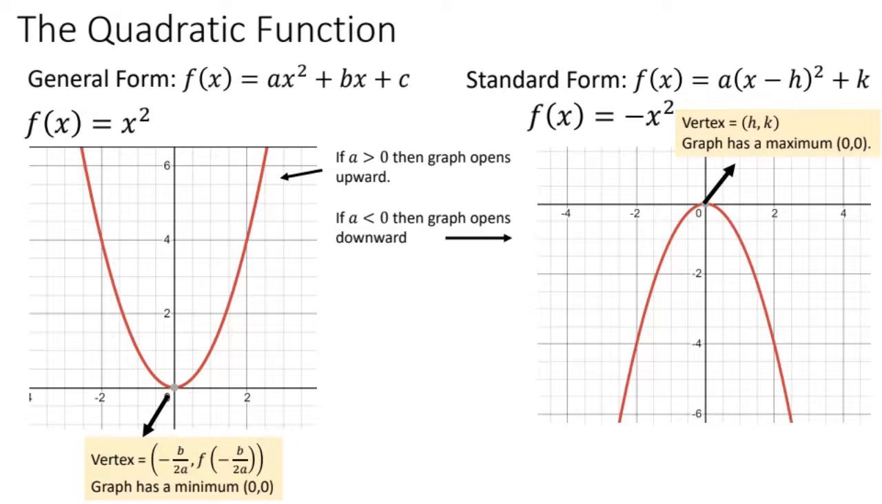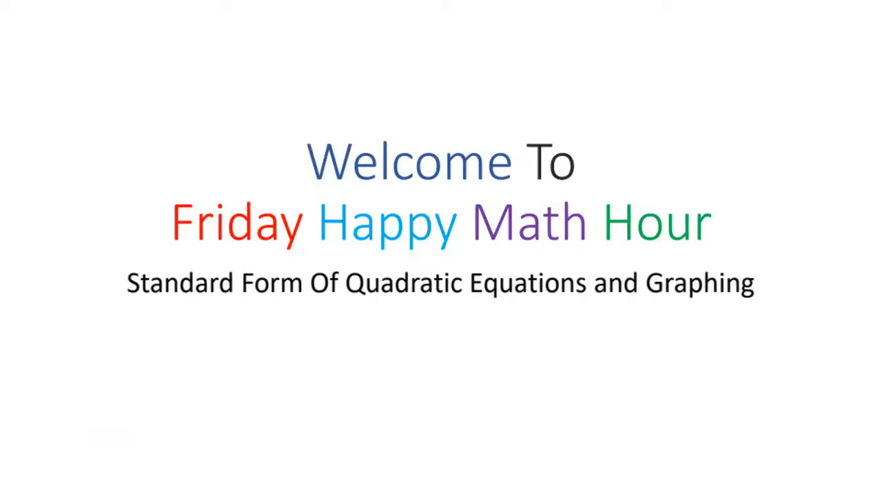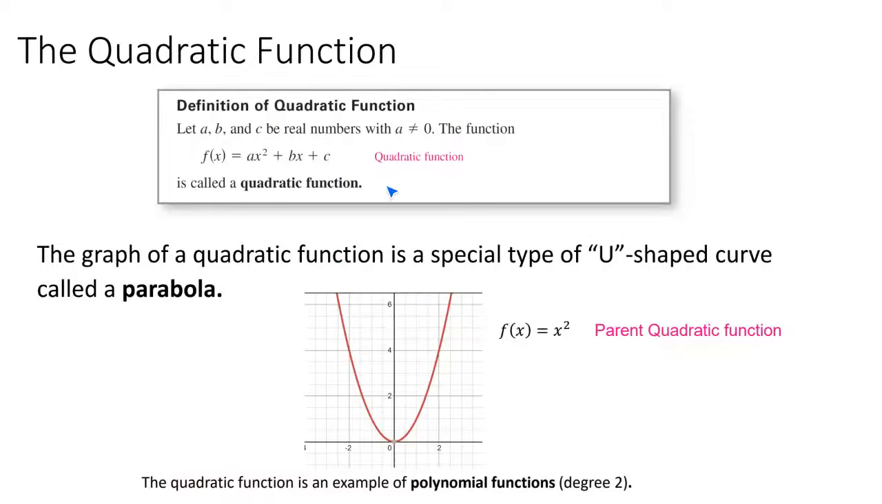So let me go back to the definition here. And so here's our definition. A, B, and C are all real numbers. And A cannot be 0, because if A is 0, then this term here would be gone, and then you would be left with a line.